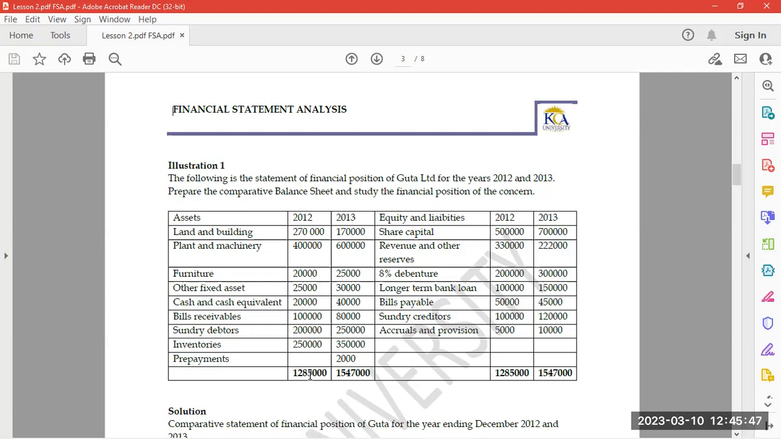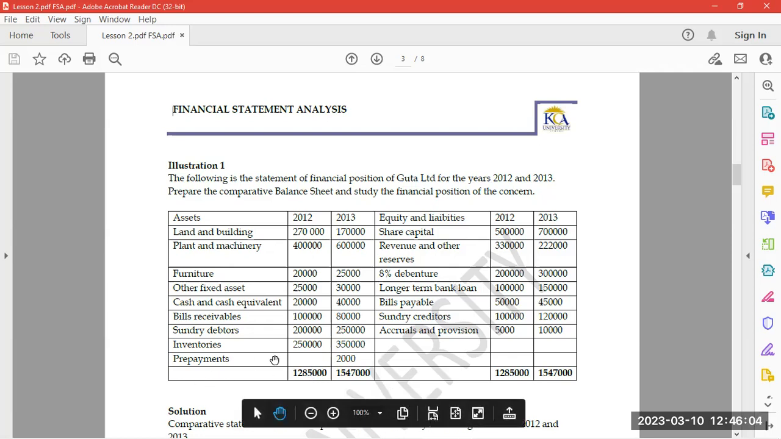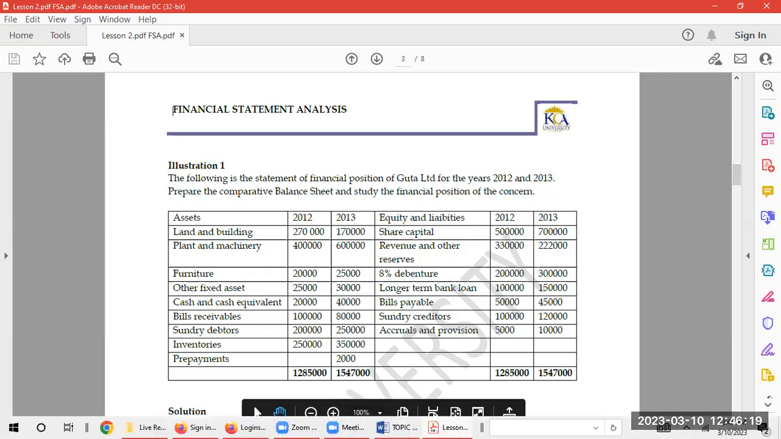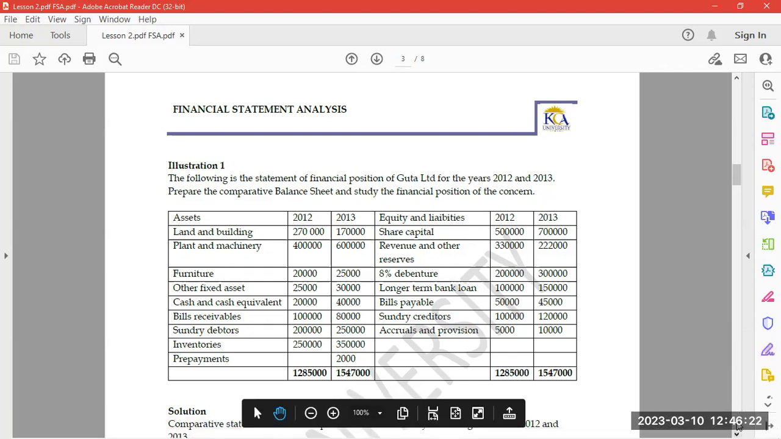As it was said, here we are comparing 2 years. As I said, we have previous year and current year. So we are going to analyze everything based on the 2 years, which is 2012 and 2013. Some of the solution we are going to do here is as follows. You find that the comparative balance sheet or statement of financial position of Guta for the years ending 2013 and 2012 is as follows.